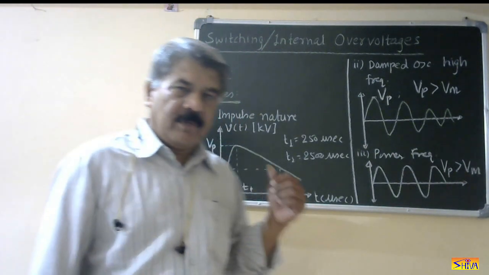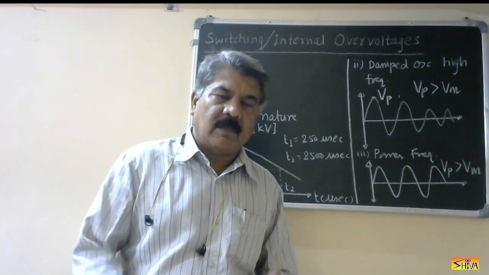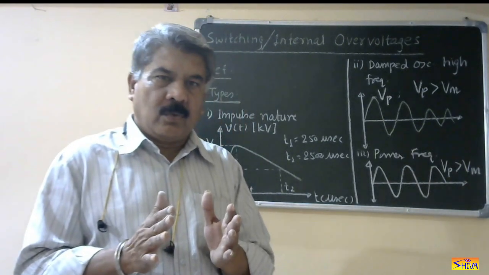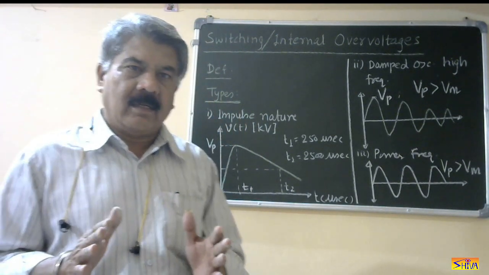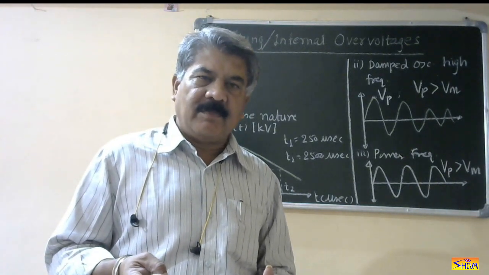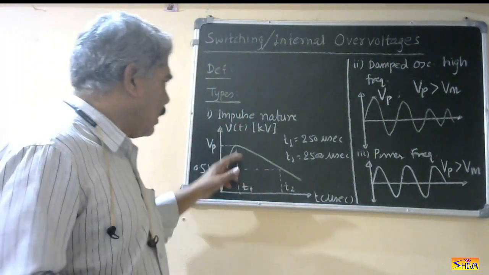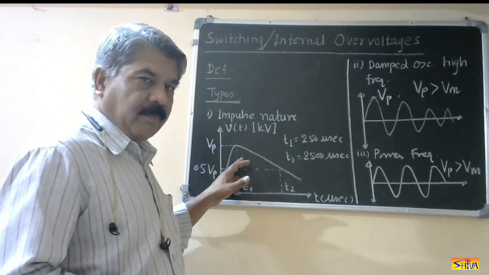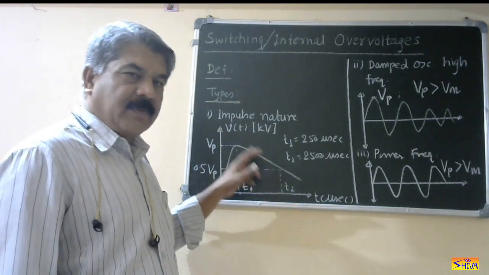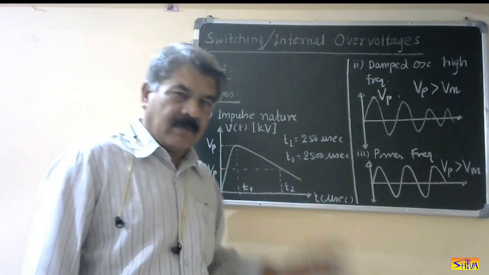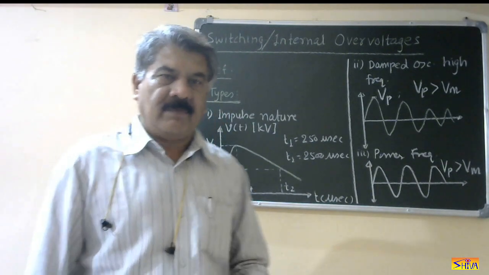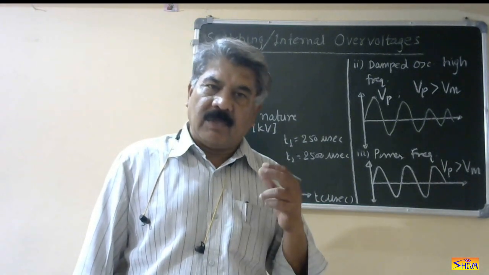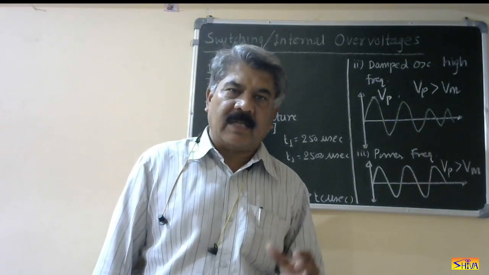Now one very important thing is, suppose we are having two different over voltages. Let us say first is lightning over voltage of 1000 kV peak value, and second is switching over voltage of the same amplitude, that is 1000 kV. Then which one will be severe? See, the severity of the switching over voltage is higher.